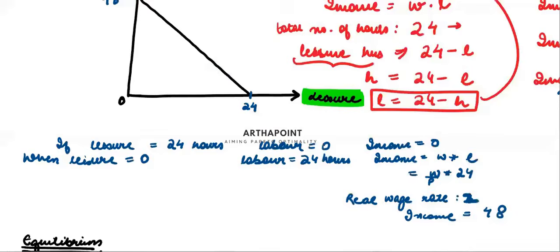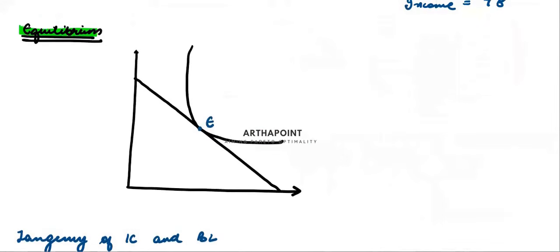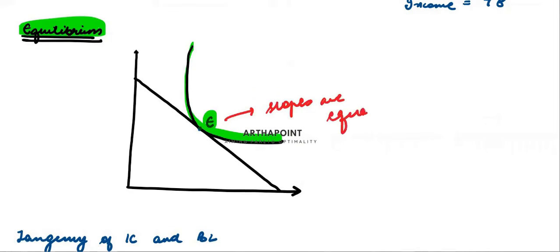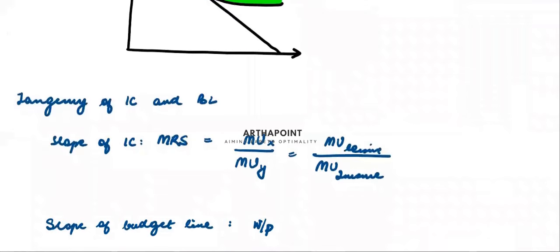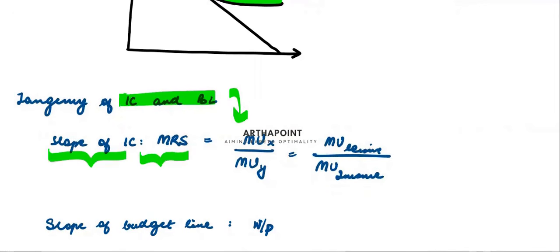Now let's talk about the equilibrium. The equilibrium is basically attained at the tangency condition. So equilibrium is where we have the budget line and indifference curve tangent to each other. So tangency means that the slopes are equal. So the tangency of IC and BL mathematically can be written as this. The slope of indifference curve is MRS. MRS is MUX by MUY.